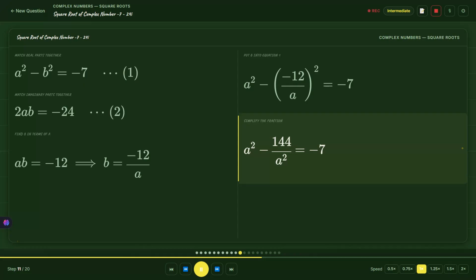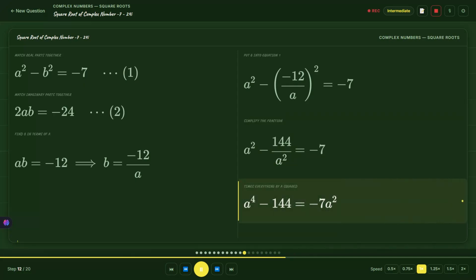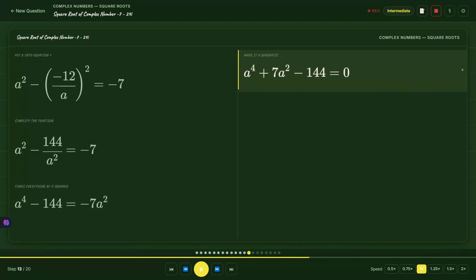-12 over a, all squared, gives us 144 over a squared. So now we have a squared minus 144 over a squared equals -7. Fractions can be tricky, so let's get rid of them. We times every part by a squared. That gives us a to the power 4 minus 144 equals -7 times a squared. Let's move everything to one side. We get a to the power 4 plus 7a squared minus 144 equals 0.